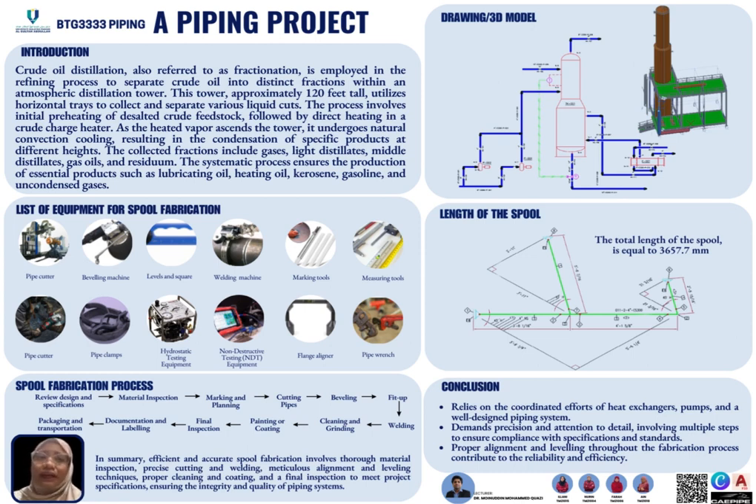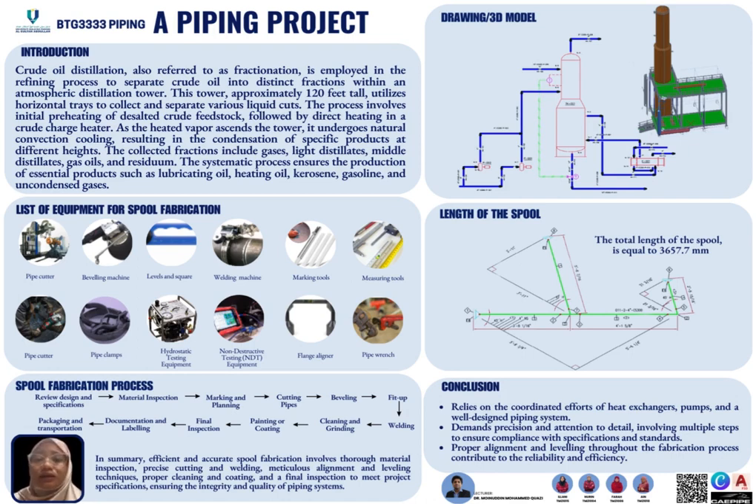Today we're going to dive into wall piping spool fabrication. This process involves several key steps. Firstly, review drawings and specifications. Our journey begins with a careful review of the piping drawings and specifications. This helps us understand the requirements, dimensions, materials, and welding procedures needed for the job.